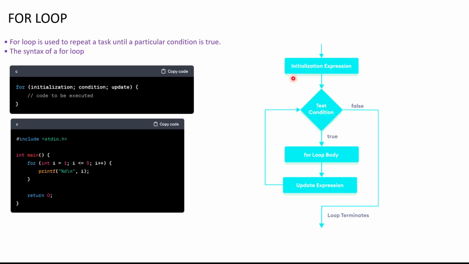As you can see, first we initialize the expression, then test the condition. This is the test condition. If the test condition is true, it's going to go inside the body of the loop. After going inside the body of the loop, it's going to update the expression. That's nothing but incrementing the value of I or decrementing the value of I. And if the condition is false, it's going to come outside the loop, terminate the loop, and execute the rest of the statements outside the for loop.